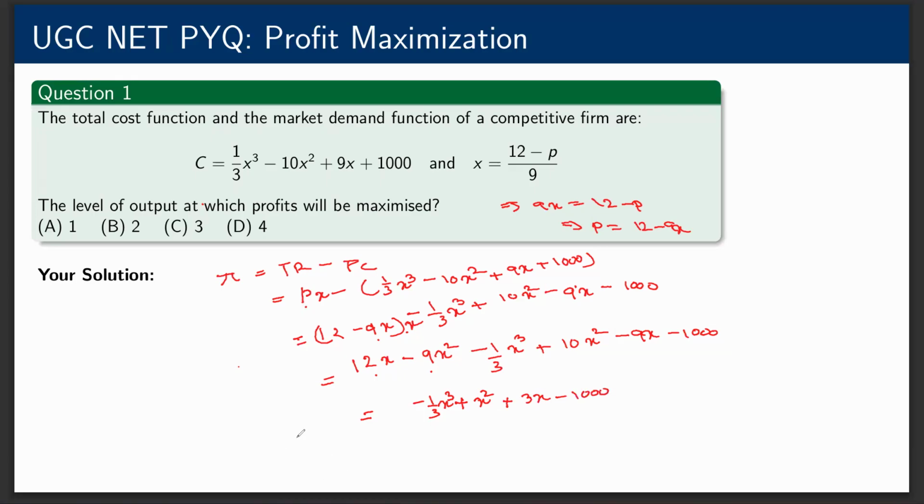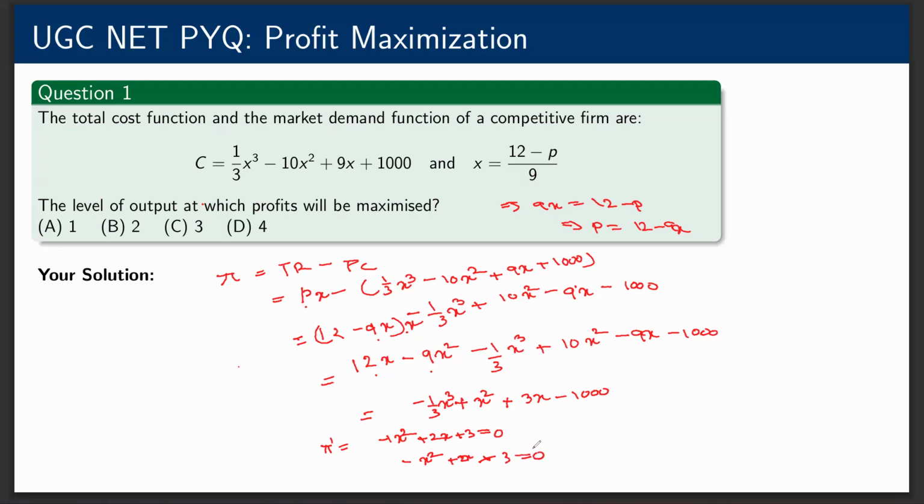So for profit maximization, what is pi dash? Find out pi dash. It should be minus 1 by 3 into 3, that is minus 1 into x square, or simply you can write minus x square, plus the derivative of x square becomes 2x, plus the derivative of 3x which is plus 3. That equals 0. Now put it as 0. Let me do it properly: minus x square plus 2x plus 3 equals 0.